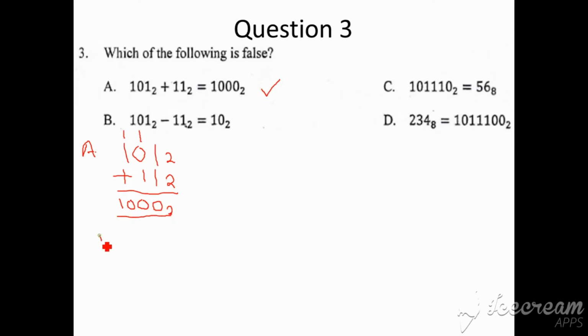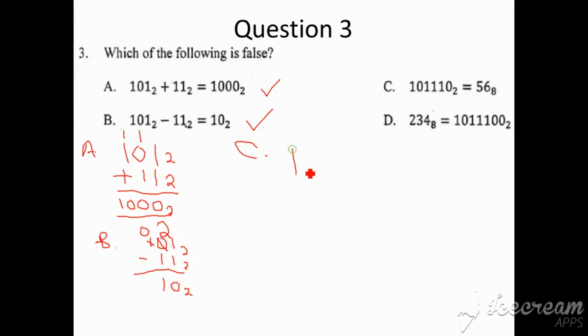So A is correct. B, 101 minus 11. 1 minus 1 is 0. 0 cannot minus 1, so you have to borrow from the next place. So this becomes 0, and since this is base 2, it borrowed 2 to here. So 2 minus 1 is 1. So the answer is 10 base 2, correct.